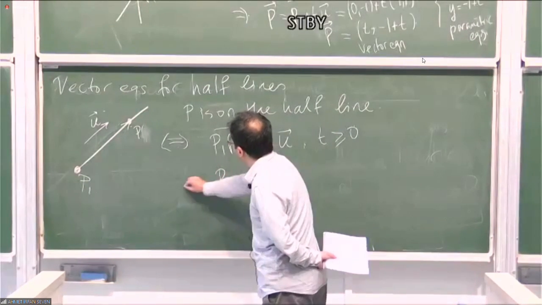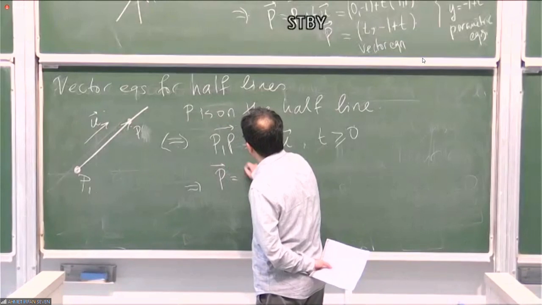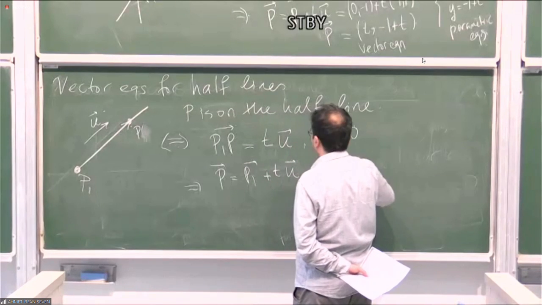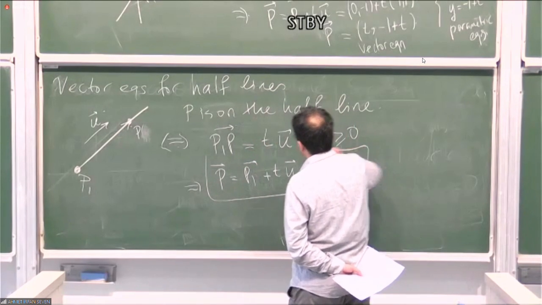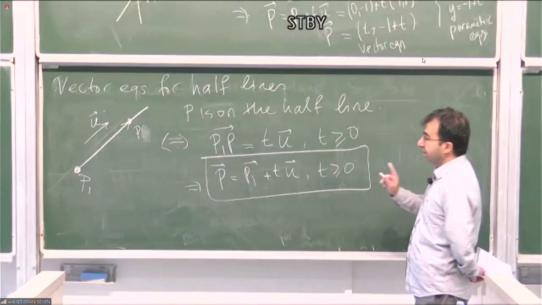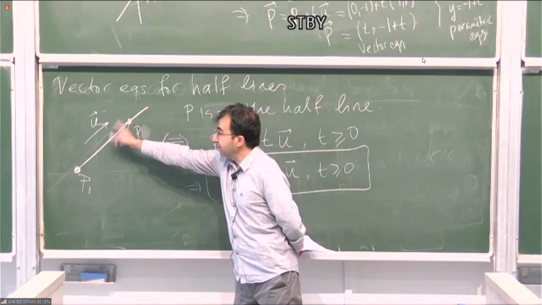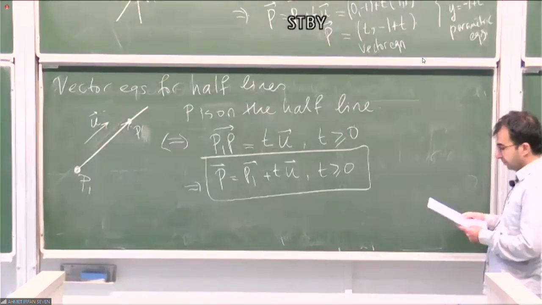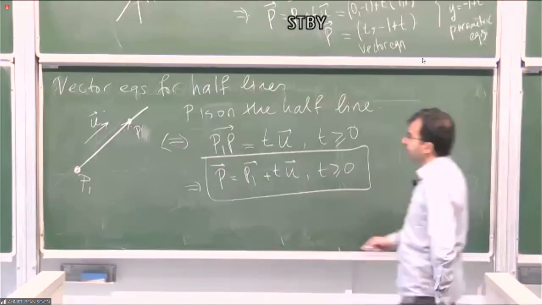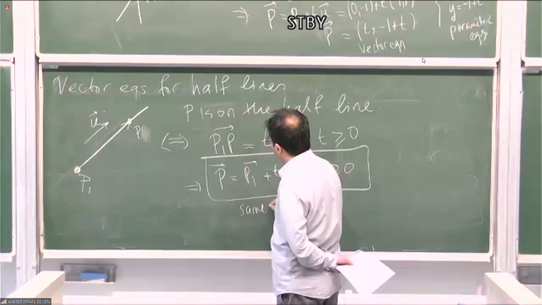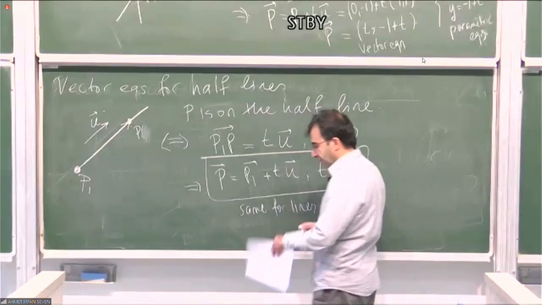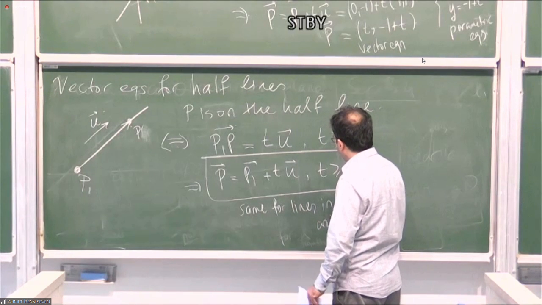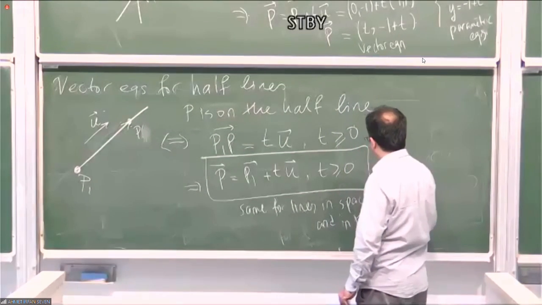Or if you like, we can write this as P1 plus t times u, with t greater than or equal to 0. This is the half line for this picture. u is showing the direction of the half line. This is the same for lines in space and in the plane.